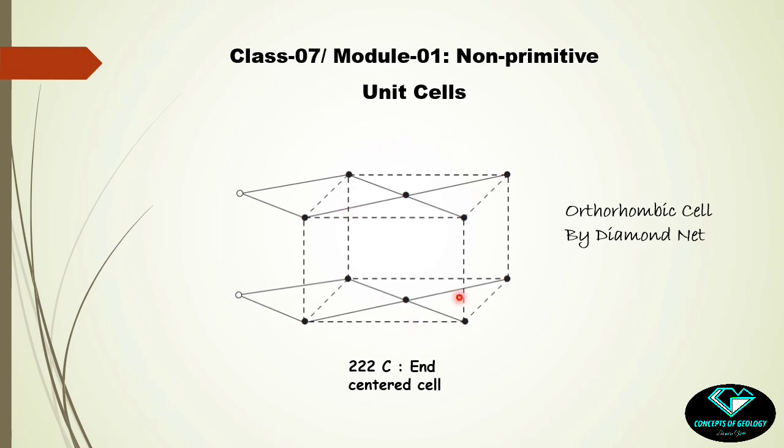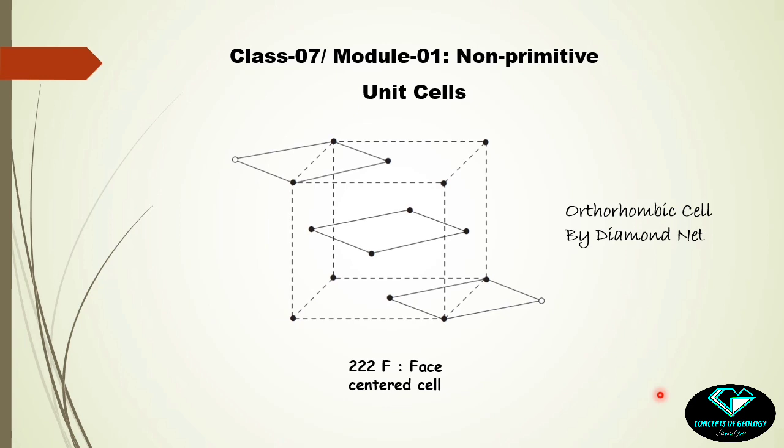In this figure, suppose the C crystallographic axis is always vertical here and the extra lattice points are lying on this C crystallographic axis. So that's why it is symbolized as the capital C. So this will be read out like 222C. This is called an end-centered cell.